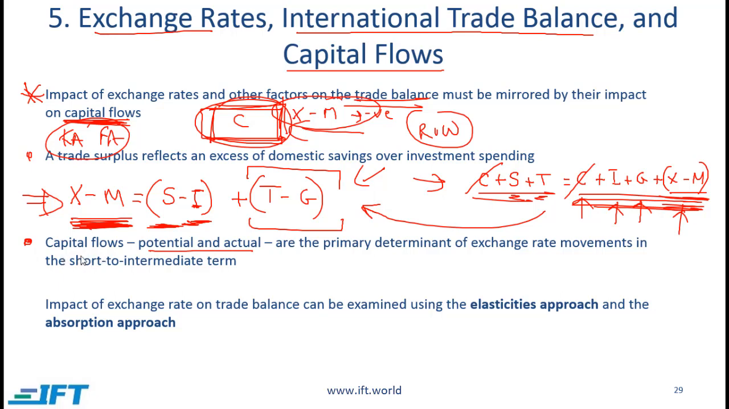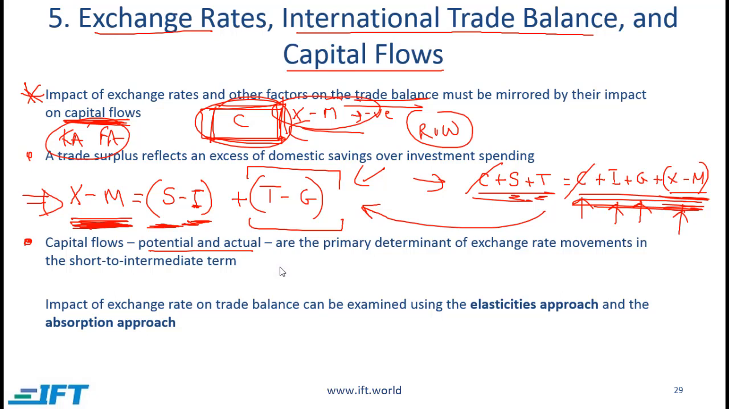Next point, capital flows, both potential and actual, are the primary determinant of exchange rate movements in the short to intermediate term. And this is basic supply and demand. If the demand for a particular currency is high, possibly because the rest of the world wants the goods and services produced by this country, then the currency will strengthen.